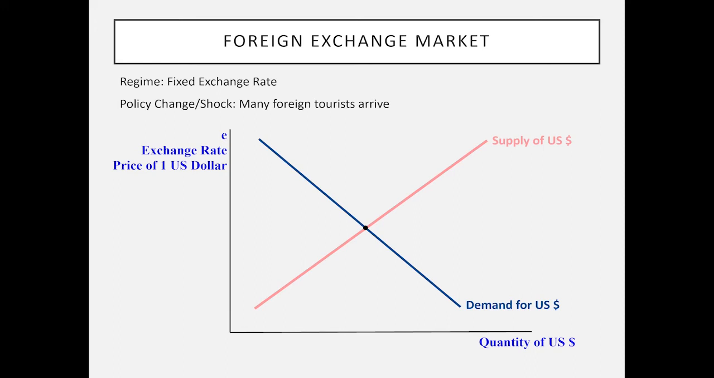Look at this first of all, a change, for example, many foreign tourists arrive with US dollars. Assume this is a small country. We'll also consider the possibility of a fixed exchange rate regime. So the effect of many tourists arriving would mean that the supply curve would shift to the right. All these dollars arrive into the country. I'll call this move one.